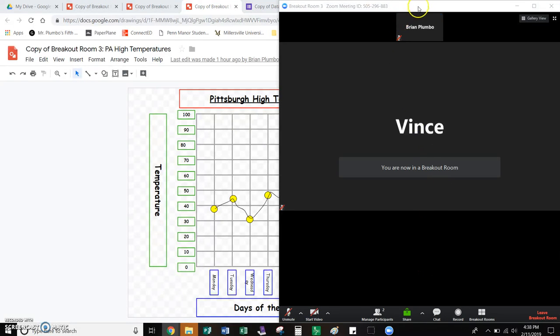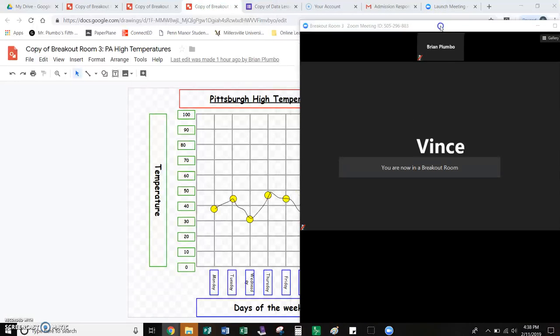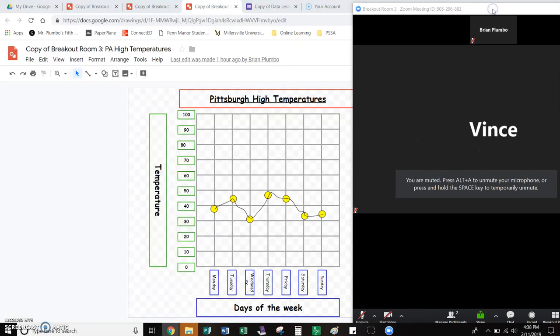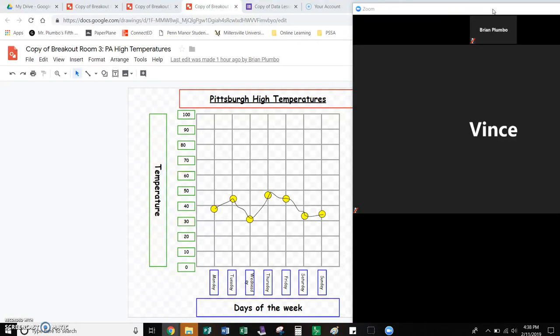All right, Vince, it looks like you are our second one completed with the graph. Checking all of your labels, they're looking good. X-axis, Y-axis labeled. You got a title. Your scale counts by 10. And you got your dots. Very good. Connected them with the lines.